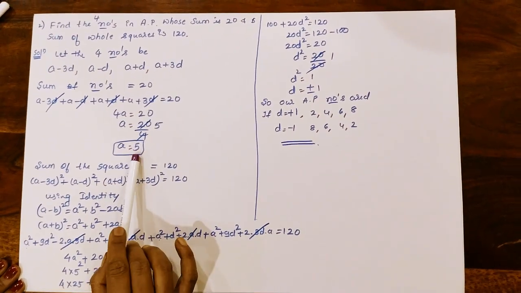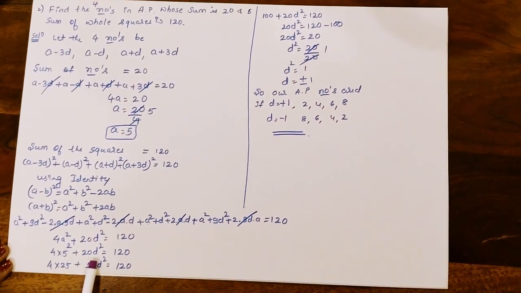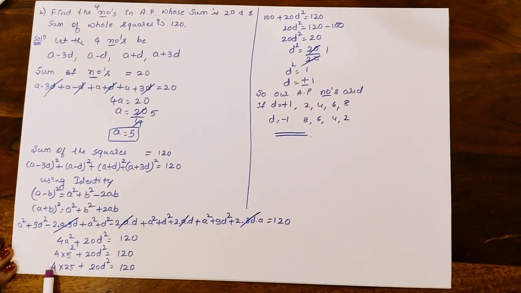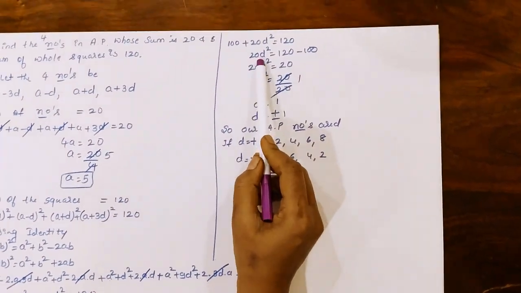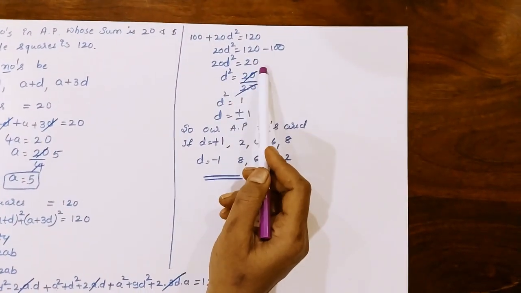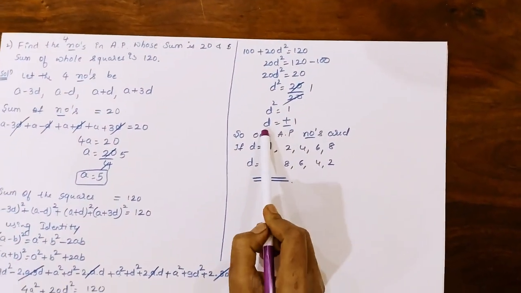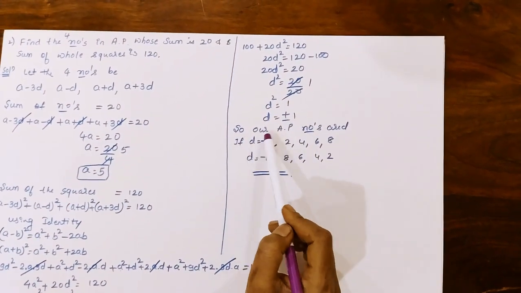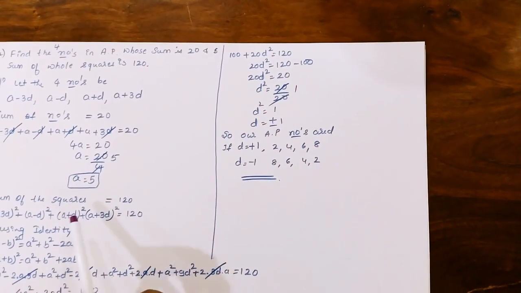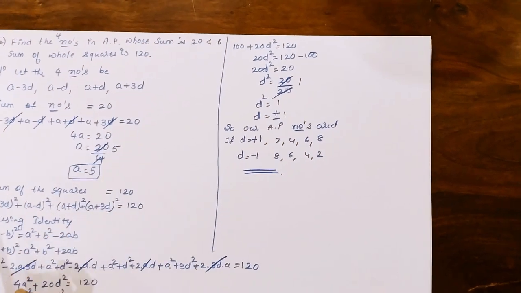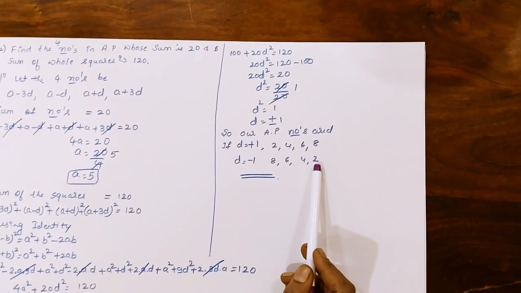Now we substitute the value of a in the equation: 4 into 5 square plus 20 d square is equal to 120. 5 square is 25, so 4 into 25 is 100, plus 20 d square is equal to 120. So 20 d square is equal to 120 minus 100, which is 20. So d square is 20 by 20, that is 1, and the value of d is plus or minus 1. Our four AP terms, if d is equal to plus 1, are 2, 4, 6, 8, as we have seen how to substitute the values in the given terms. If d is equal to minus 1, we get 8, 6, 4, 2. That's it.